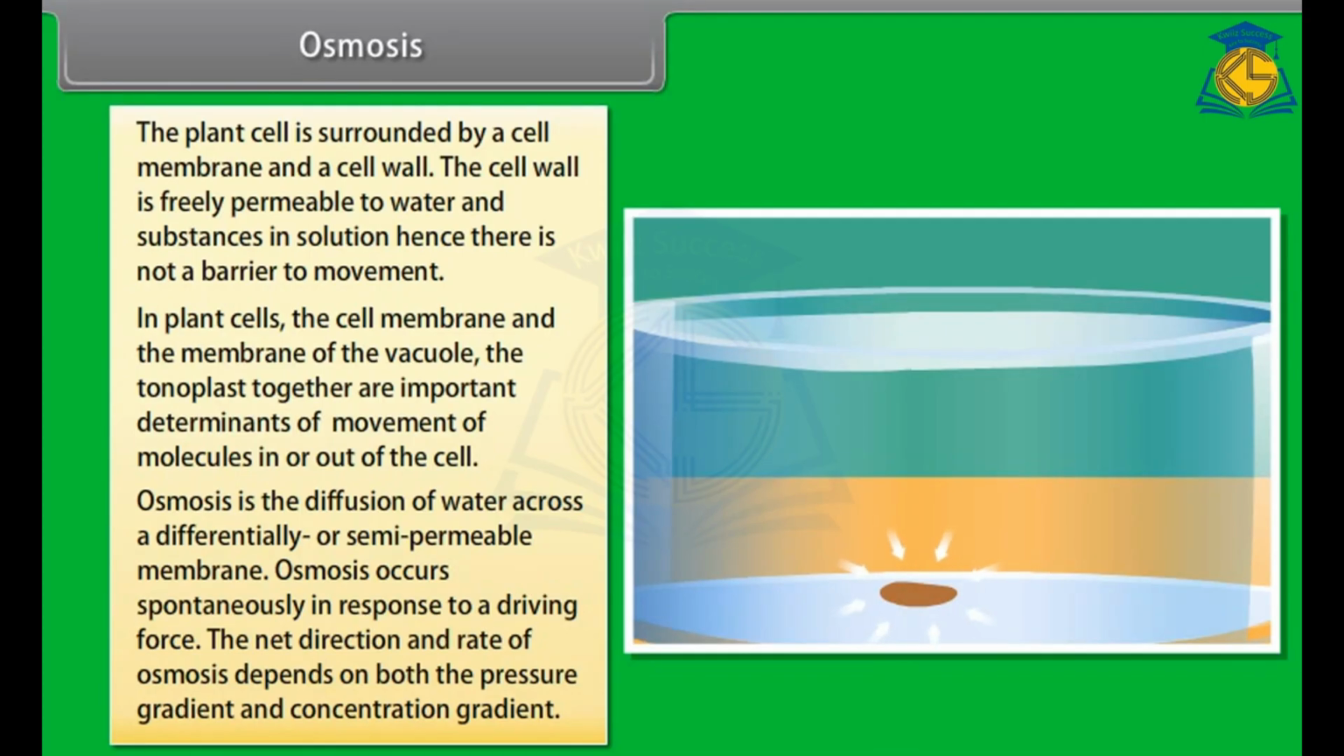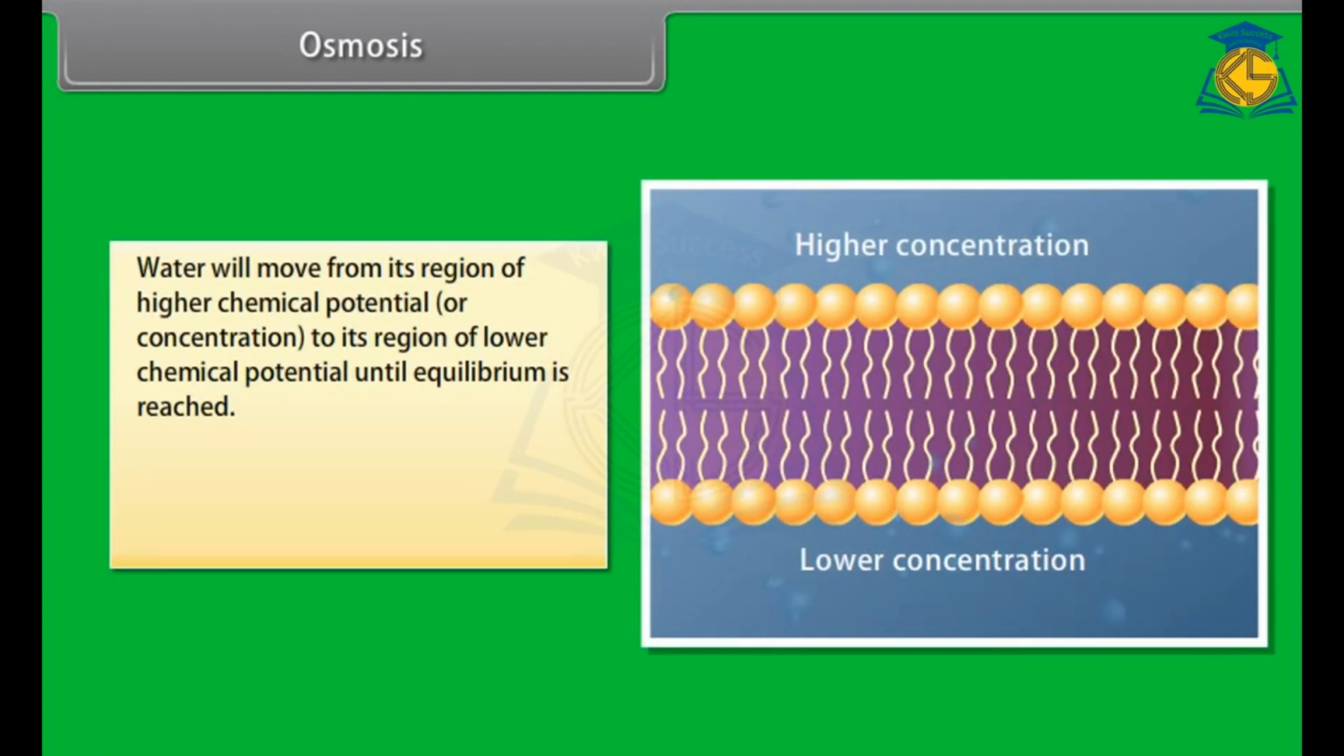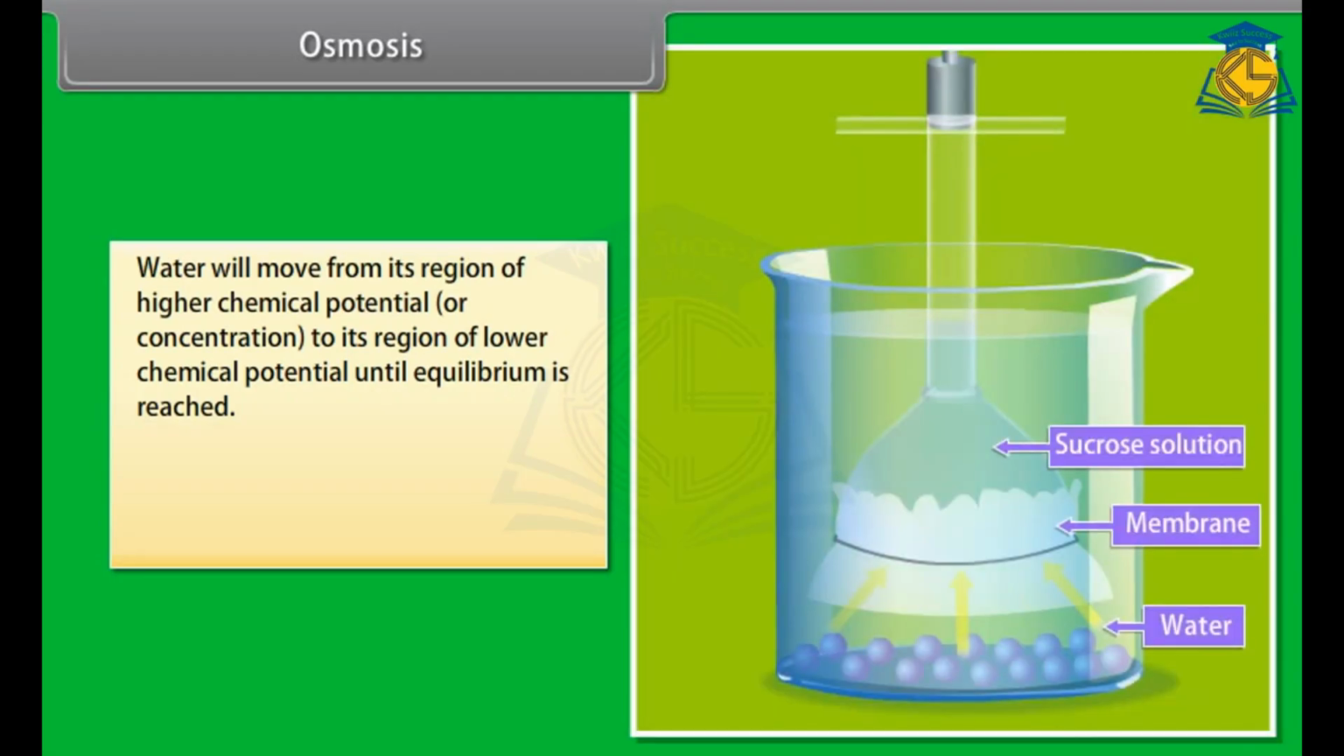Osmosis occurs spontaneously in response to a driving force. The net direction and rate of osmosis depends on both the pressure gradient and concentration gradient. Water will move from its region of higher chemical potential or concentration to its region of low chemical potential until equilibrium is reached. We can better understand it with the help of an experiment. Take a thistle funnel filled with sucrose solution and then keep it inverted in a beaker containing water. The solution of sucrose and water taken in a funnel is separated from pure water in a beaker through a semi-permeable membrane, such as an egg membrane.